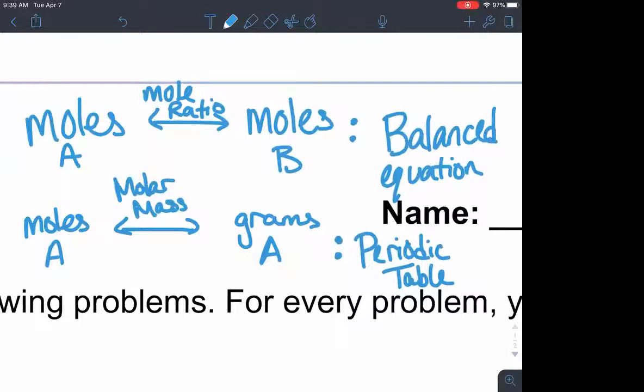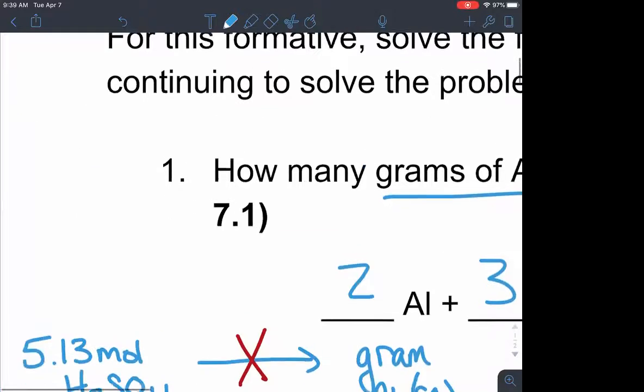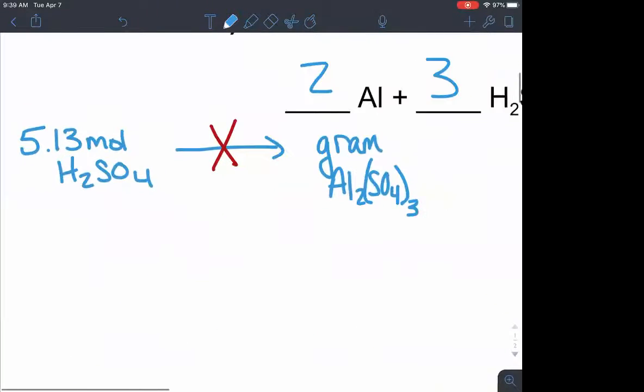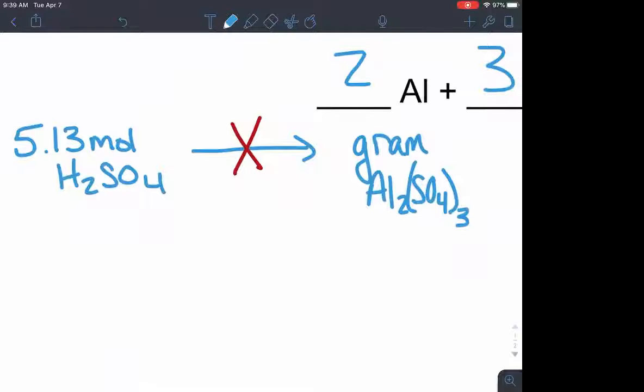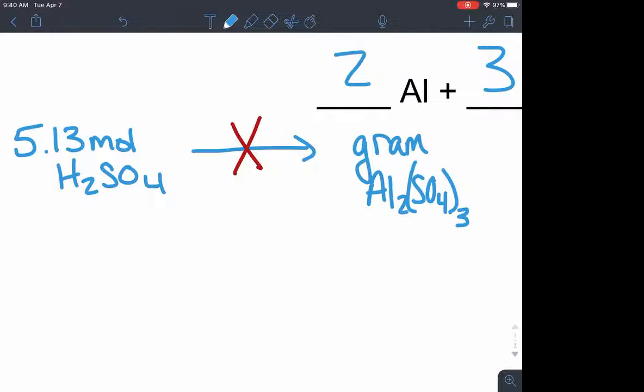So now that we remember that from moles of one compound to moles of a different compound, we use the mole ratio. And from moles of one compound to grams of that compound, we can use the molar mass. We're going to look back at our little cheat sheet over here. So our little arrows over here. We're starting with moles of a compound. So now we know we can either go to moles of a different compound or we can go to grams of a compound.